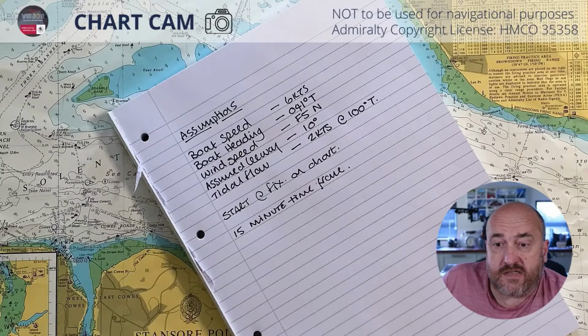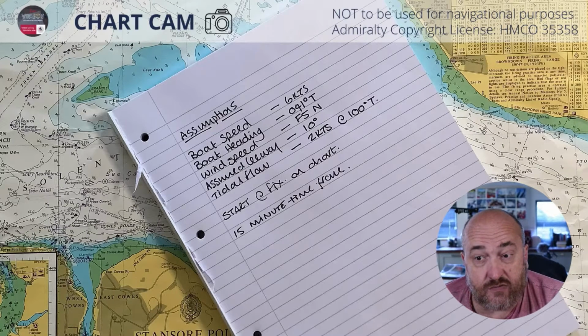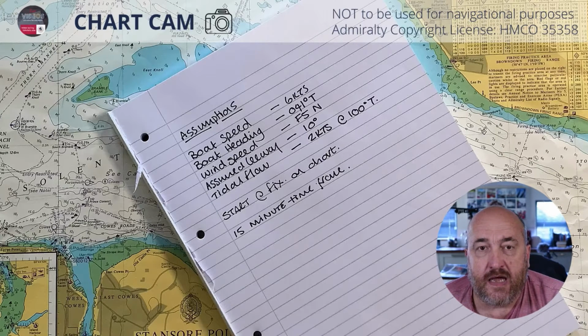Hello, in this video we're going to look at how to calculate and plot an estimated position. Okay, so let's first of all look at the assumptions that we're making. We're looking at a boat speed of 6 knots. Our boat heading, compass heading, has been adjusted already to 041 true. If you want to know how to adjust compass to true, look at our video on that.